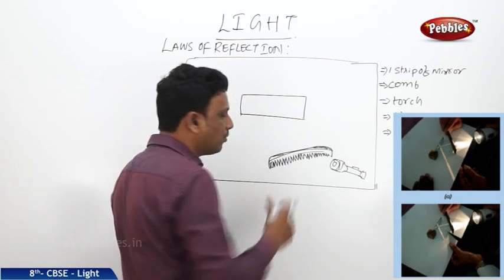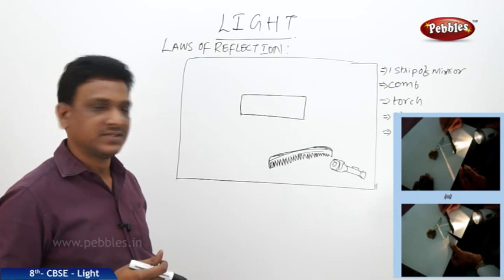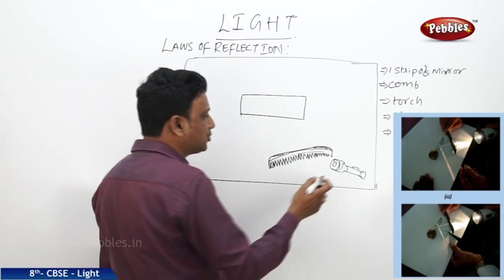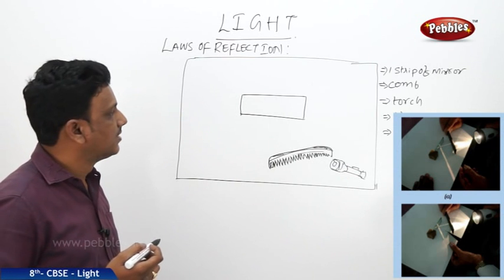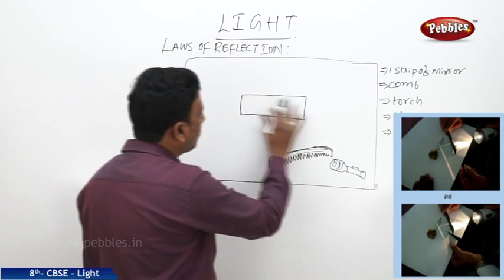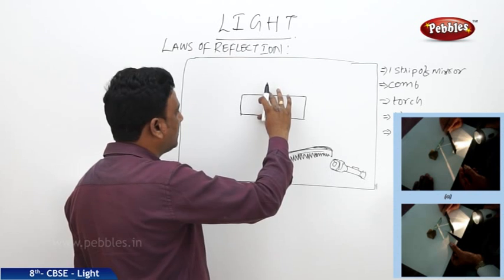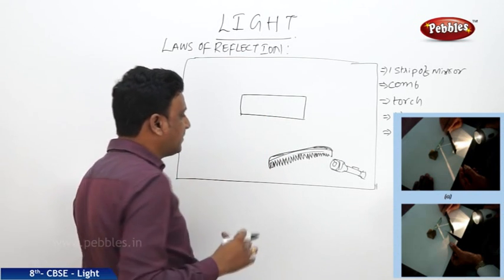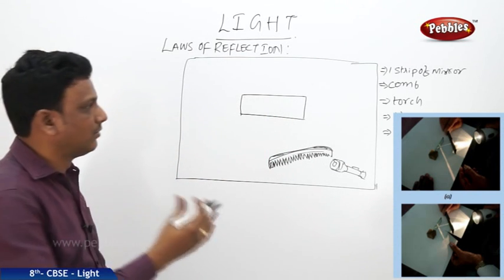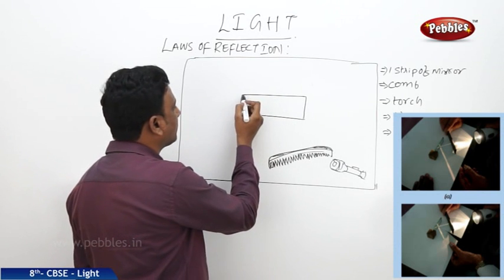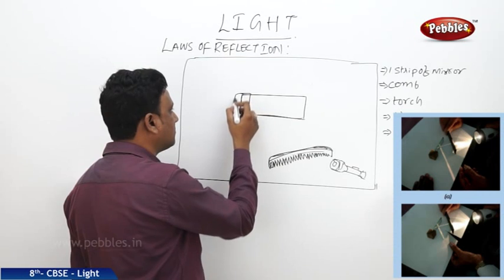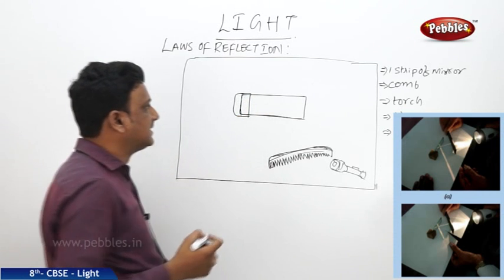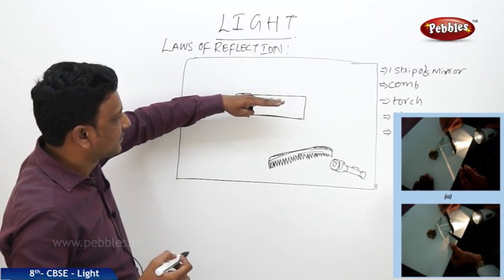And here you have taken a comb which is used to brush your hair. Such a comb we have taken, and as the source of light we have taken a torch light. So this is the way we have to arrange. See that the mirror slide is standing. You can keep it standing with the help of some rubber cork or wooden block.